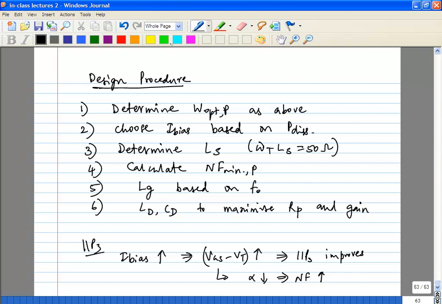Remember that if you increase the bias current, fT will actually get better, which means your effective noise figure will go down, because your noise figure is inversely proportional to fT. But alpha also reduces. It depends on how much each one reduces by.